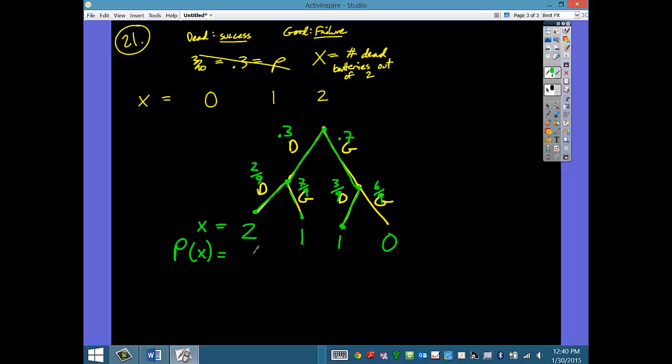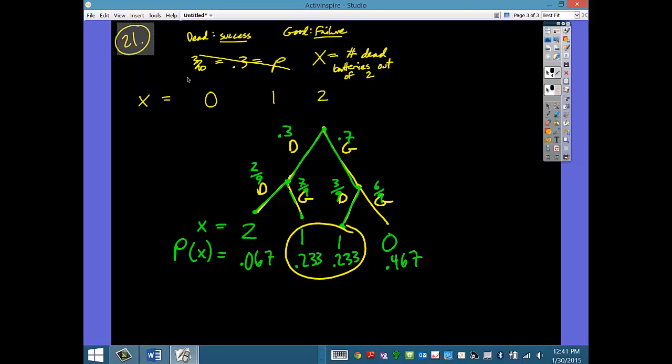So I'm going to do 0.3 times 2 ninths. And I get 0.067, just rounding that up. I'm going to do 0.3 times 7 ninths. I'm going to get 0.233. 0.7 times 3 ninths is the exact same thing. And then 0.7 times 6 ninths is 0.467.